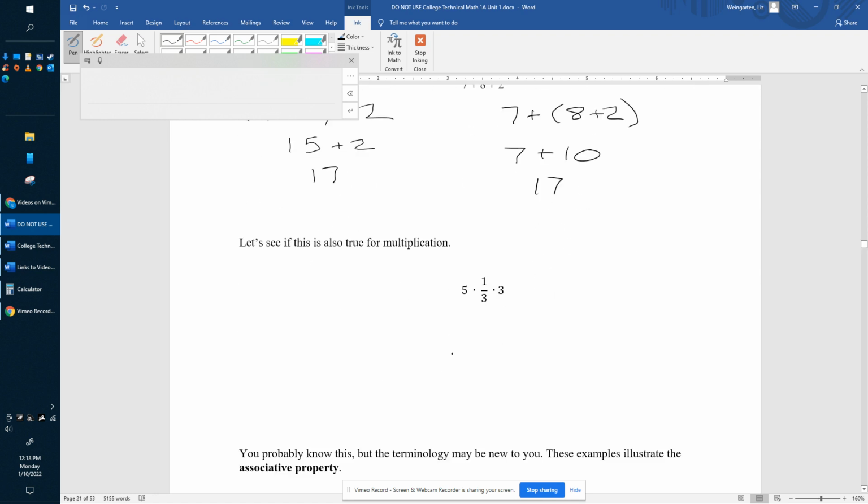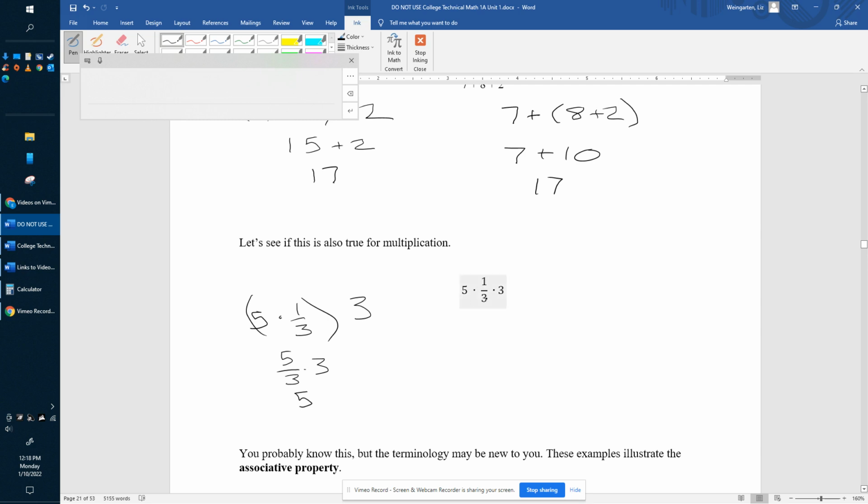Let's take a look at multiplication. Let's say we want to do it in order because we like order. So let's take 5 and multiply it by the 1/3 and then multiply that by 3. We get 5/3 times 3, which gives us 5.